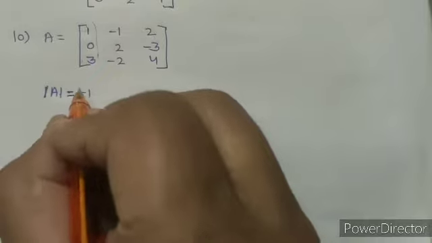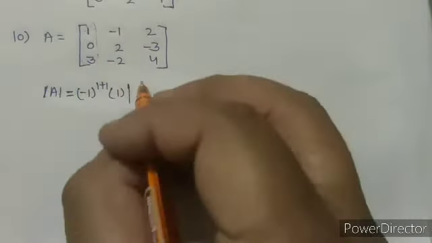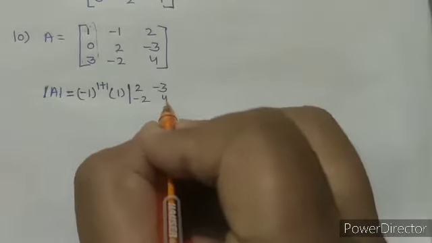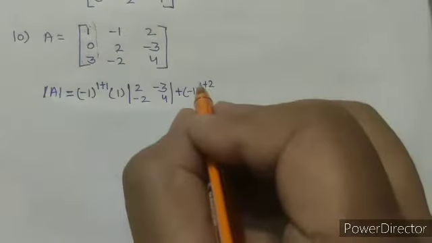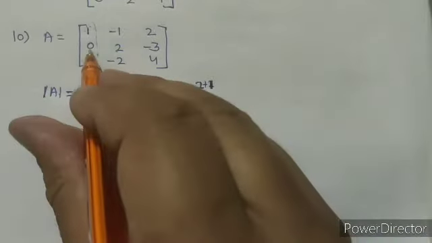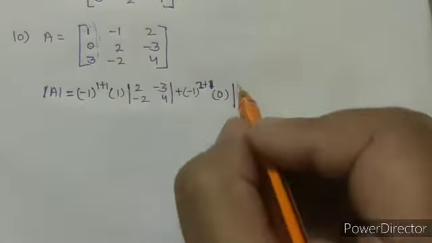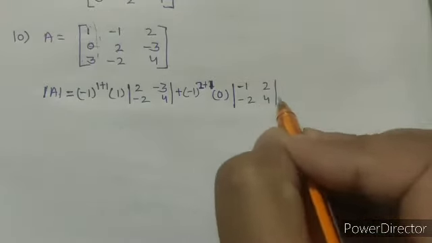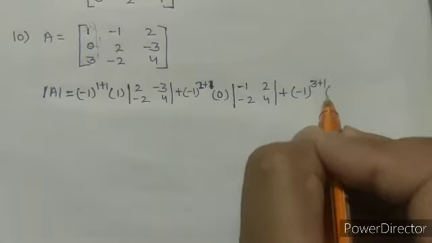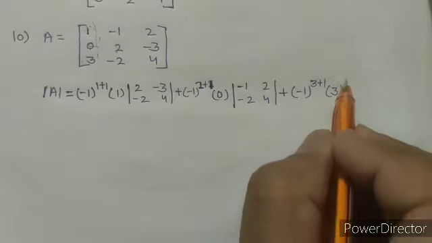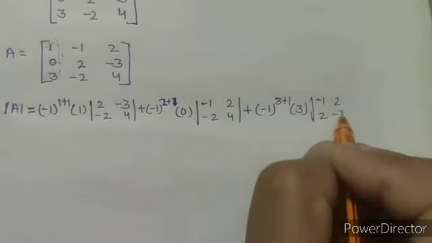So determinant of A will be equal to minus 1 raised to power 1 plus 1 into 1, into the determinant of 2 minus 3, minus 2 4, then plus minus 1 raised to power 2 plus 1, the first element of the second row, which is 0, into the determinant of the non-eliminated rows and columns, minus 1 2, minus 2 4, plus minus 1 raised to power 3 plus 1 into 3, into the determinant of minus 1 2, 2 minus 3.